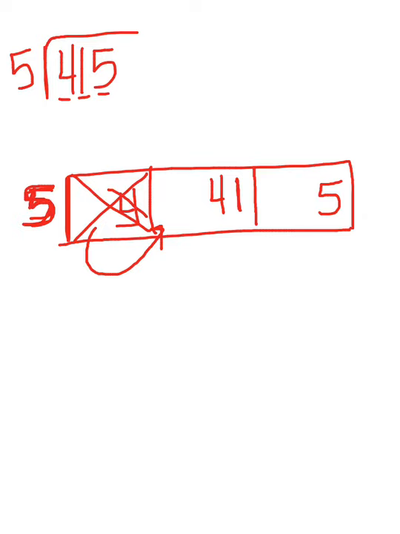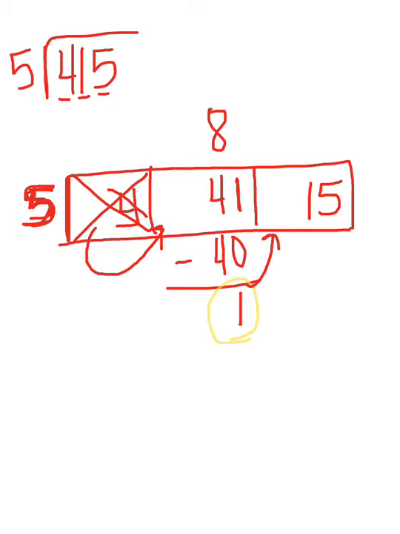So now we're done with this box, and we're looking at 5 times what equals 41. So we're looking at the middle box. Well, when you think about your multiples of 5 on your tic-tac-toe board, 5 will go into 41 8 times, because 8 times 5 is 40. And then you subtract, and it gives you 1 left over. Okay, this leftover number right here, we're going to take it and push it to the next box, and it's going to go in front of that 5, giving us 15.